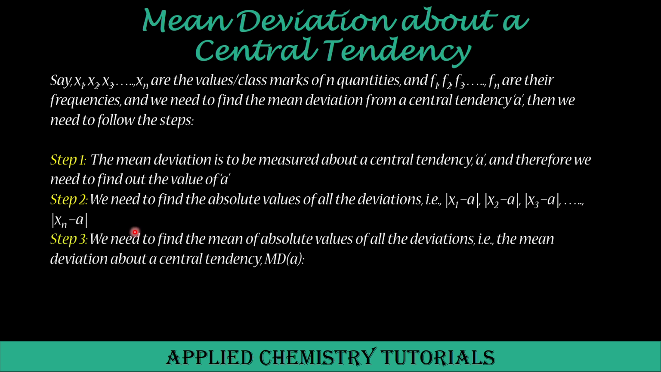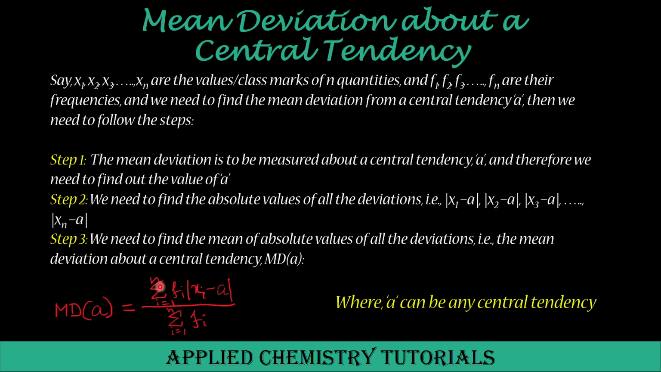In step 3, we need to find the mean of the absolute values of all the deviations. That is, the mean deviation about a central tendency, MD(A), can be given as the summation of fi multiplied by mod of xi minus A, from i equals 1 to n, divided by the summation of fi from i equals 1 to n, where A can be any central tendency.